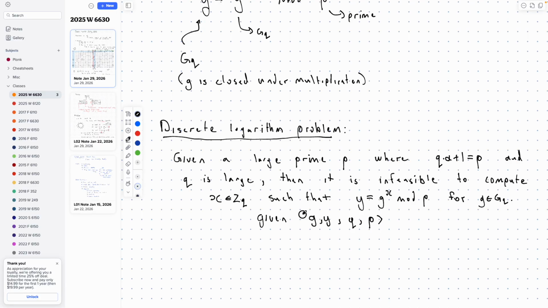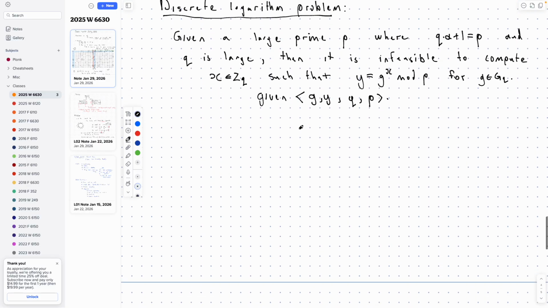So I know what P is, I know what GQ is, I know what G is, I know that G is a member of GQ. I know what Y is. The only thing I literally don't know is X. I know it's some number between 0 and Q minus 1, but I don't know which number it is. And so I want to solve it.